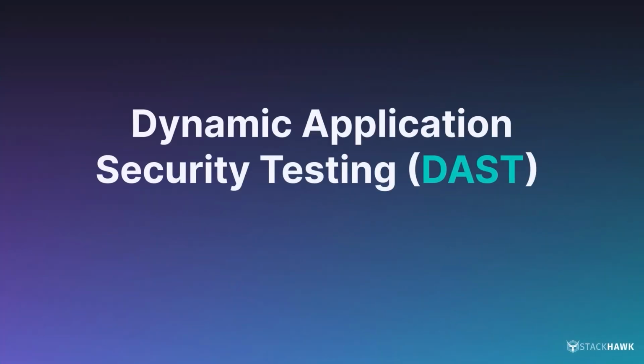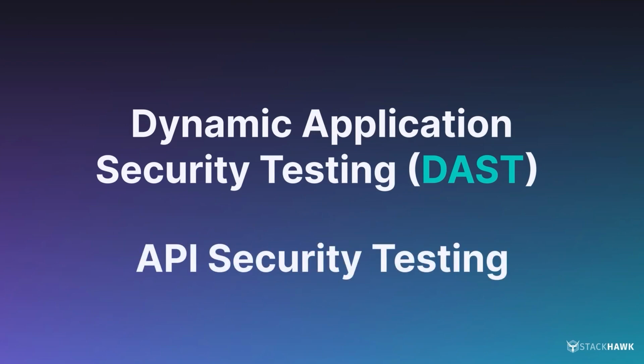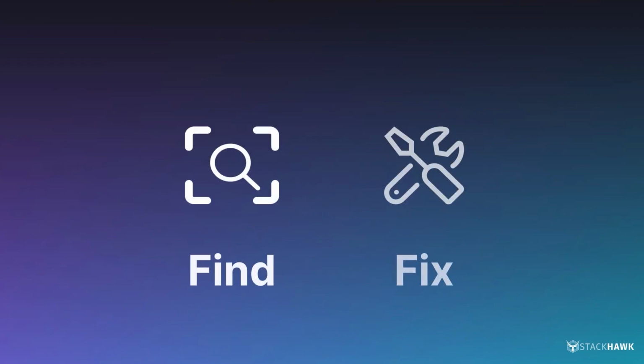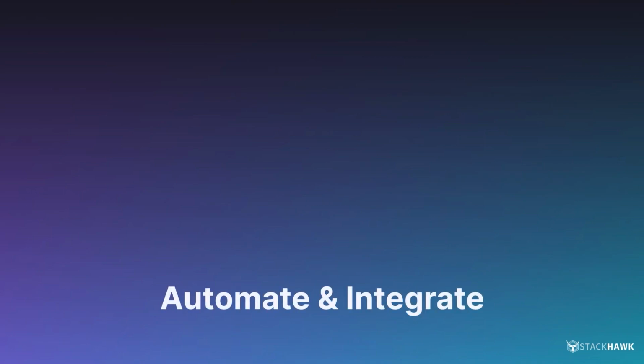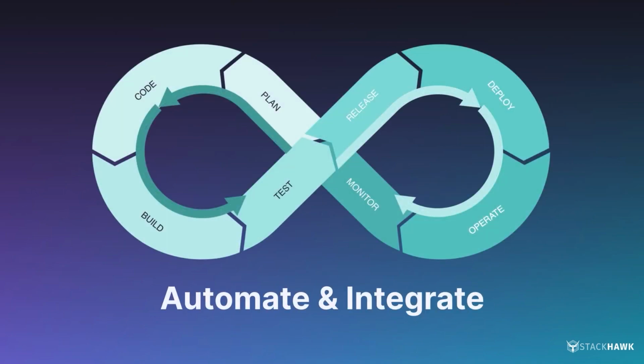StackHawk is a DAST and API security testing tool designed to help developers quickly find and fix security bugs. It works by scanning your running apps, services, and APIs as an automated part of the software development process. StackHawk's solution is to automate and integrate DAST scanning into the software development workflow.